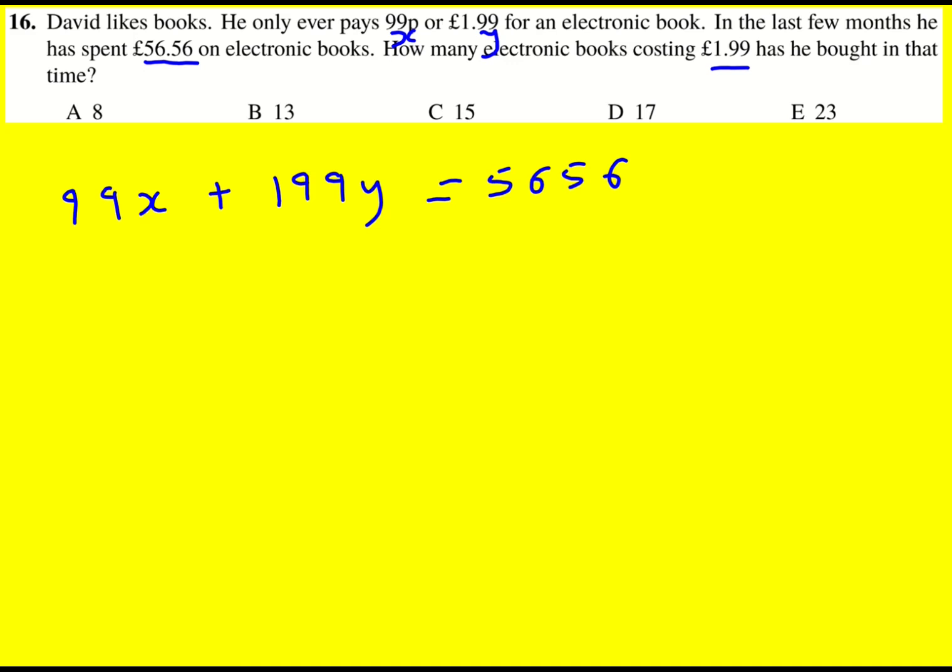And the normal strategy is to try and find any common factors, but there's a problem here, because 99 and 199 don't share one. 99 is 9 times 11, 199 is prime, and 5656 is actually 56 times 101, so 7 times 8 times 101. So they don't share any common factors, and we're left to deal with this some other way.